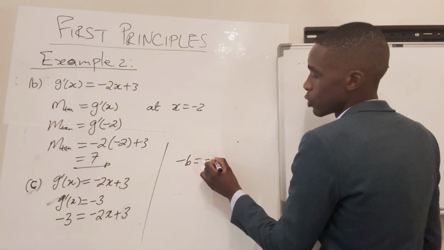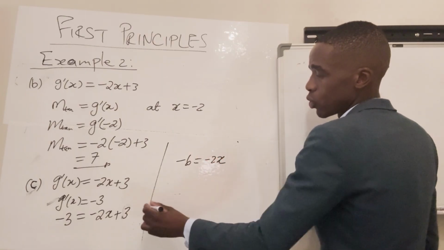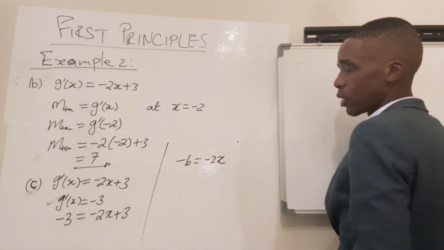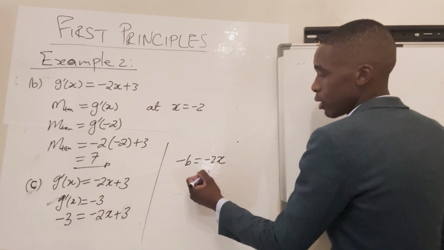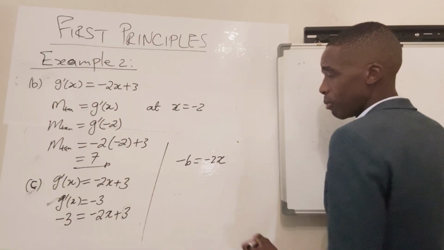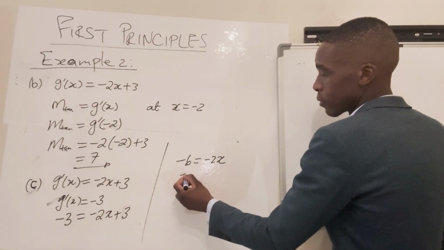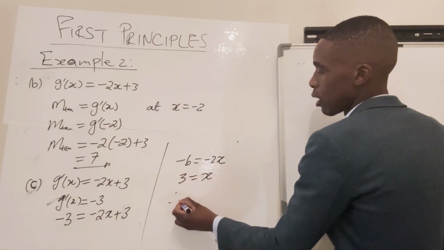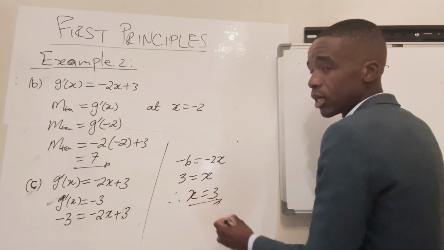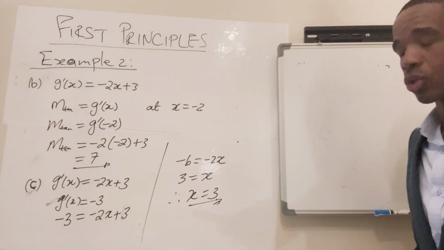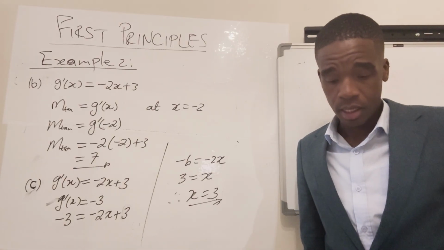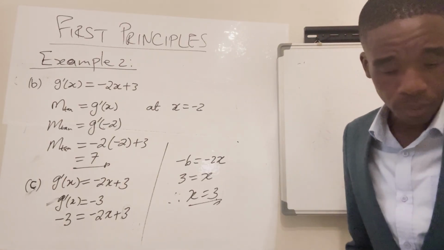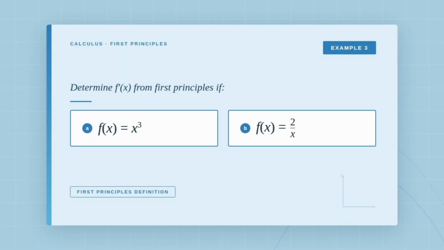Minus 6 is equal to minus 2x, because you transposed the 3 to the other side, and you divide both sides by a negative 2. Dividing both sides by a negative 2, what happens, ladies and gentlemen? 3 is equal to x. So at that particular point in time, x is equal to 3. That's example number 2. Ladies and gentlemen, let us look into the last 2.